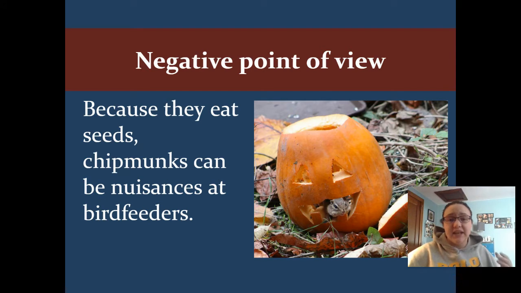Because they eat seeds, chipmunks can be nuisances at bird feeders. I'm going to give you a second to think about what a negative word in here could be. But before I do that, I want to talk about what the word nuisance means, because you might not know what that means. A nuisance is being just really annoying. So maybe you have a younger brother or sister and you think, oh, they're a nuisance because they're being annoying for whatever reason that day. So looking at this, which word could be more negative? Nuisance. I hope you said that.